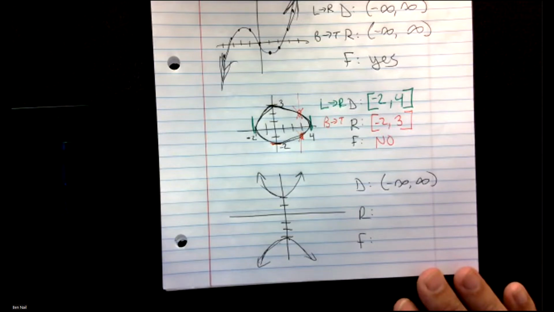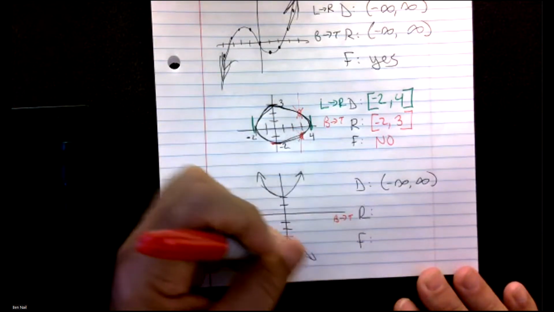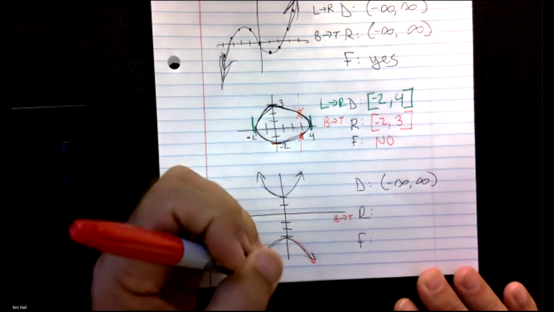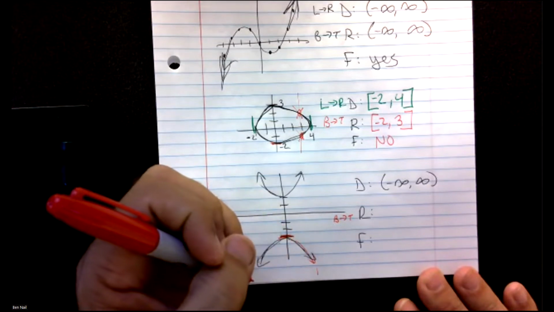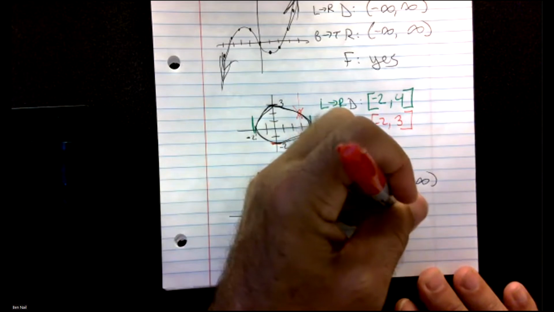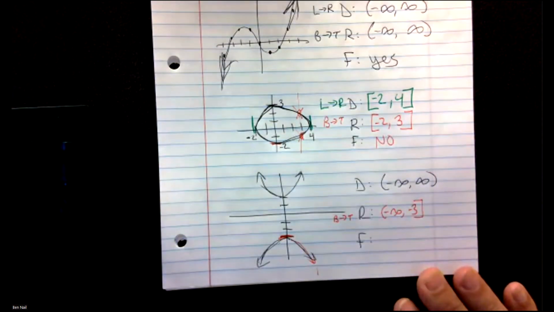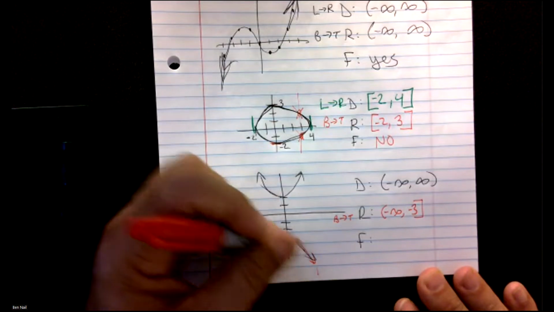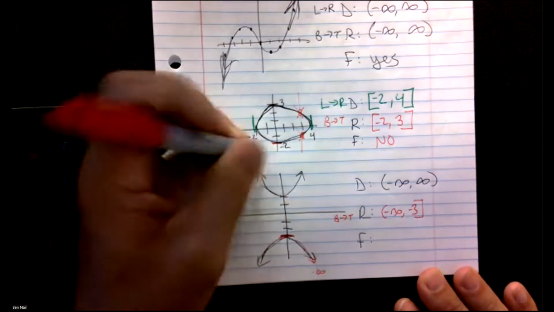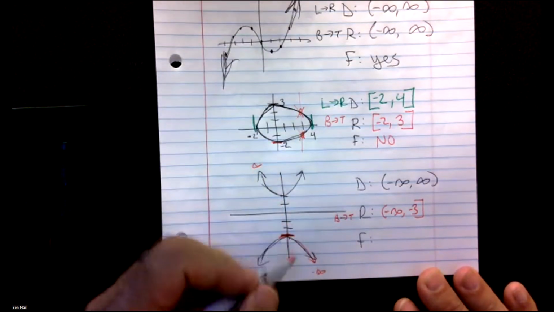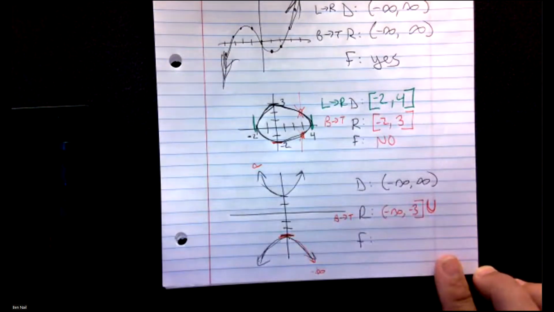Range is a little bit tricky. Okay, range, again, we read from bottom to top. We do go forever down, but we only go up to here. So we go from -infinity to -3, and then there's a gap. Okay, if this was connected, we could do from -infinity to +infinity. But with this gap, we have to account for that gap. And again, that's kind of where we use that symbol there.